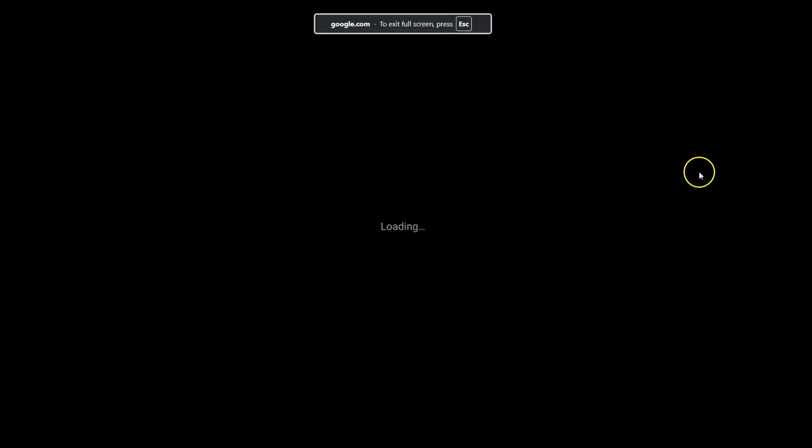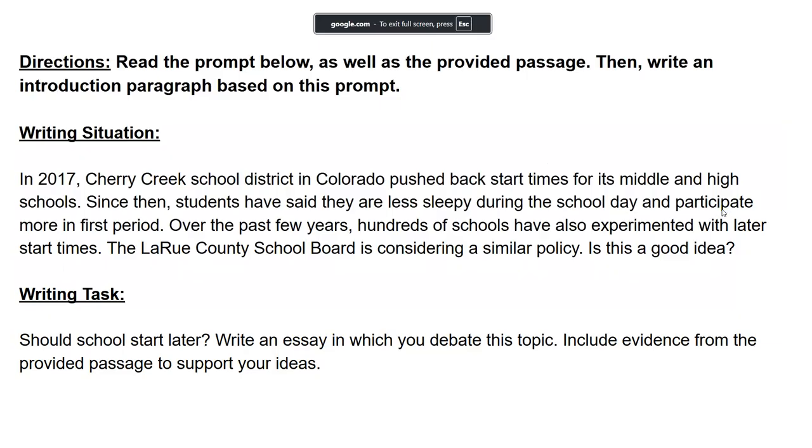You are going to be writing an introduction paragraph based on that passage and using this prompt. Writing situation. In 2017, Cherry Creek School District in Colorado pushed back start times for its middle and high schools. Since then, students have said they are less sleepy during the school day and participate more in first period. Over the past few years, hundreds of schools have also experimented with later start times. The LaRue County School Board is considering a similar policy. Is this a good idea? Should school start later? Write an essay in which you debate this topic. Include evidence from the provided passage to support your ideas.